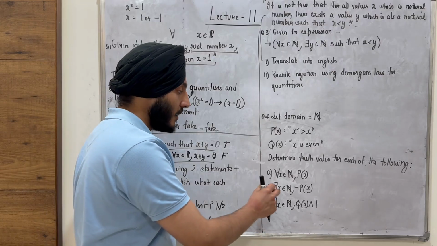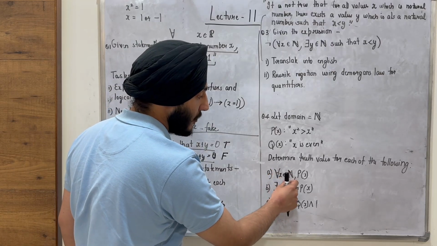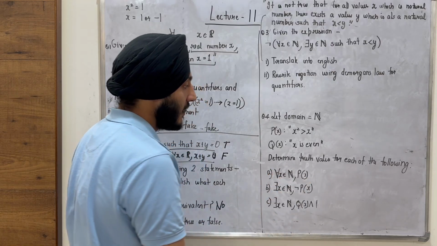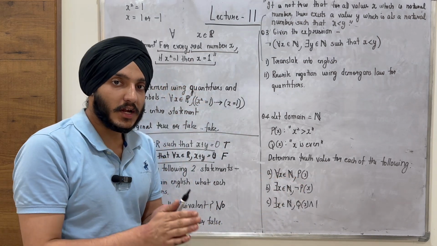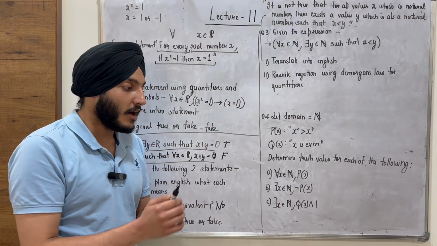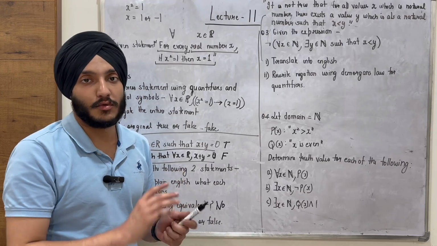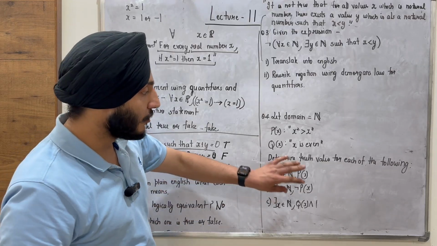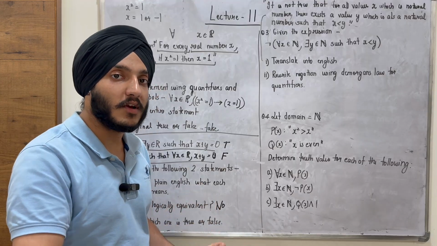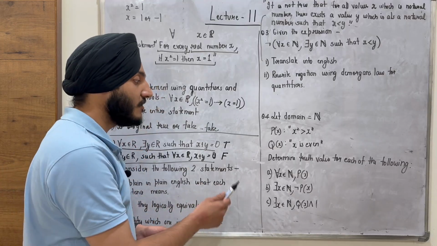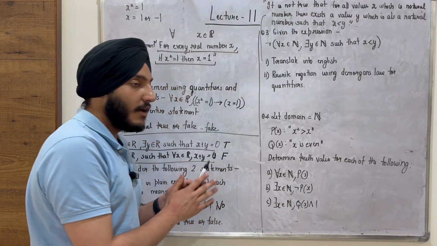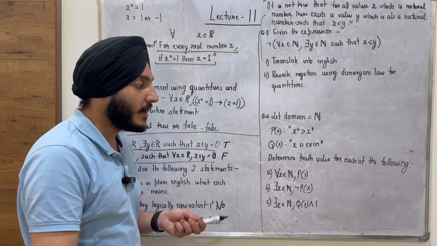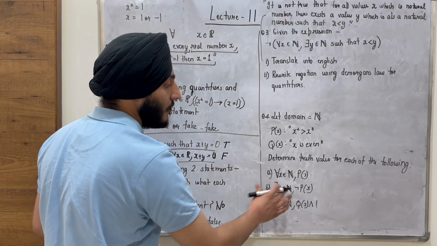Let's start with the first one. For all x, which is an element of the natural numbers, P of x, I need to figure out whether this is true or not. If you remember, when it comes to the for all quantifier, I only need to find a single counterexample, right? And if I'm able to find more counterexamples, that's a good thing. But I just need to find one counterexample in order to prove this is false. If there is no counterexample, in that case only, it is going to be true, right?